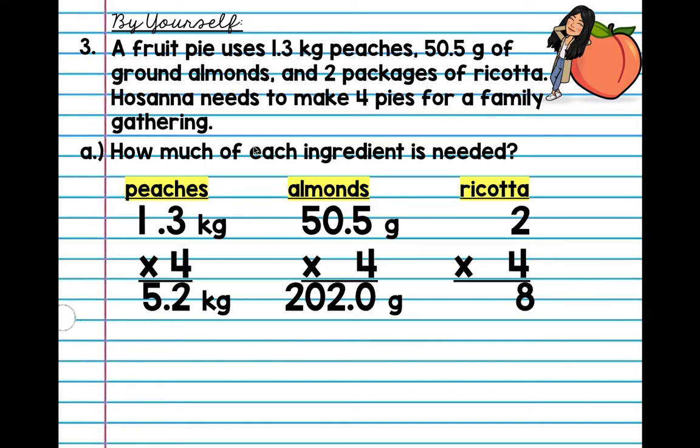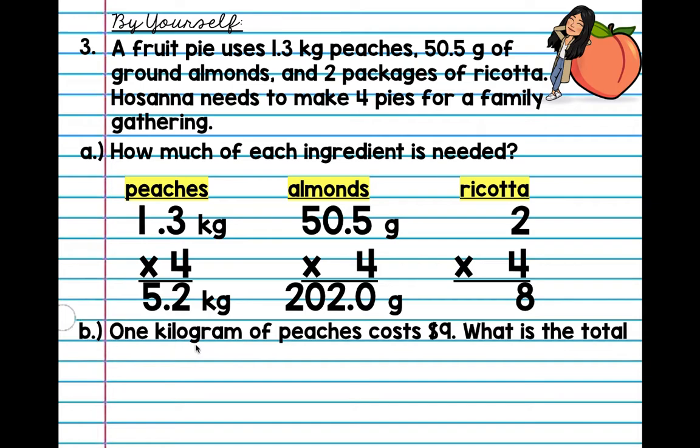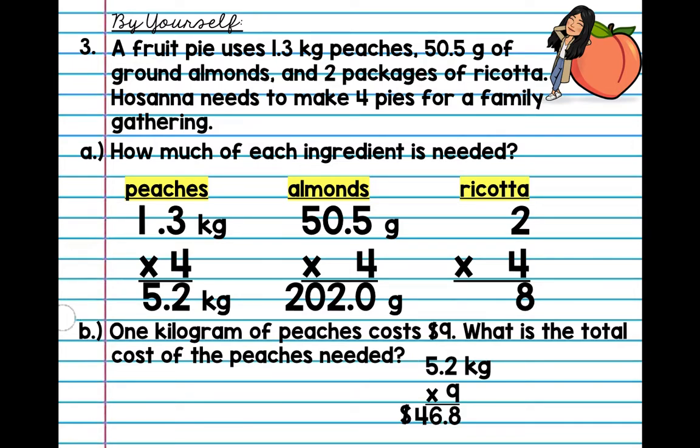Excellent job. Our final question. 1 kilogram of peaches costs $9. What is the total cost of peaches needed? Because we have our answer already, we have to figure out the total. If 1 kilo is $9, how much would this be? All you have to do is take 5.2 times $9. Pause the video. All right, so it should cost $46.80. That is a lot of peaches. So the total cost of peaches is $46.80.